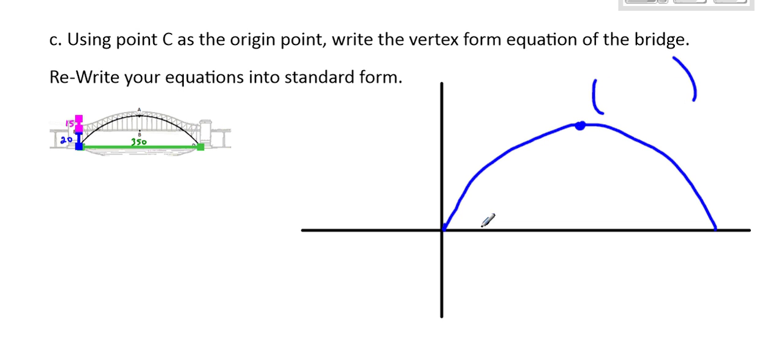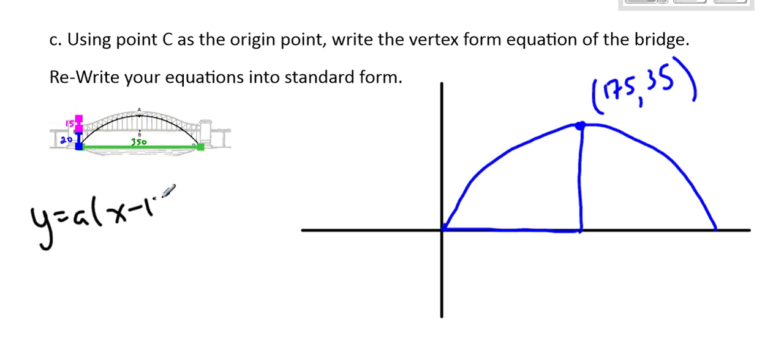And what is the value of that? So how far over and how far up? Well, we know that the vertex is over 175, and we know that it's up 20 plus 15. We know it's up 35. So we can write y equals a times (x minus 175) squared plus 35. And then how do I find a? Oh, wait, I don't have to find a, do I?